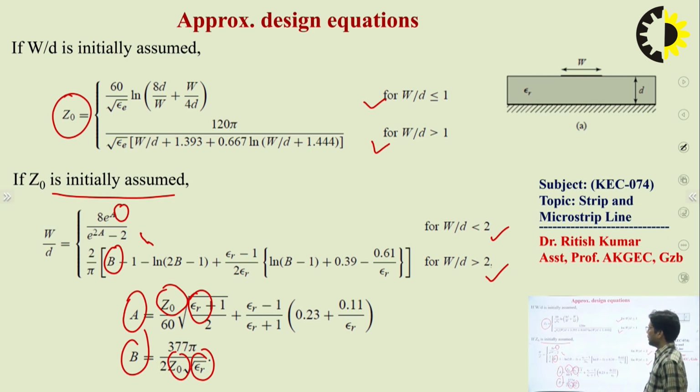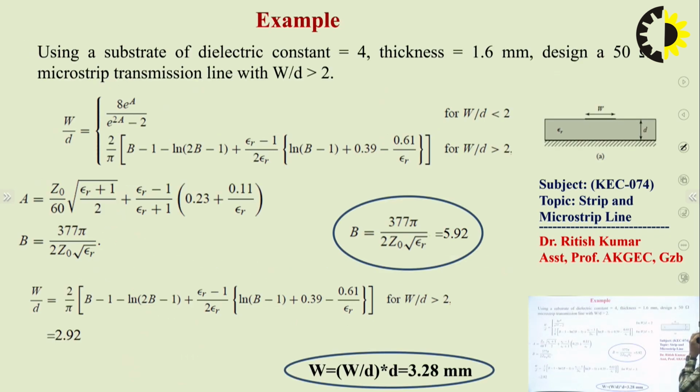So next is the example where we have the dielectric constant, that is epsilon R equal to 4, and thickness equal to 1.6 mm. Design a 50 ohm transmission line, that is, Z naught equal to 50 ohm, for the case of W by D. So all the things we know here, and we only need to put these values in the formula.